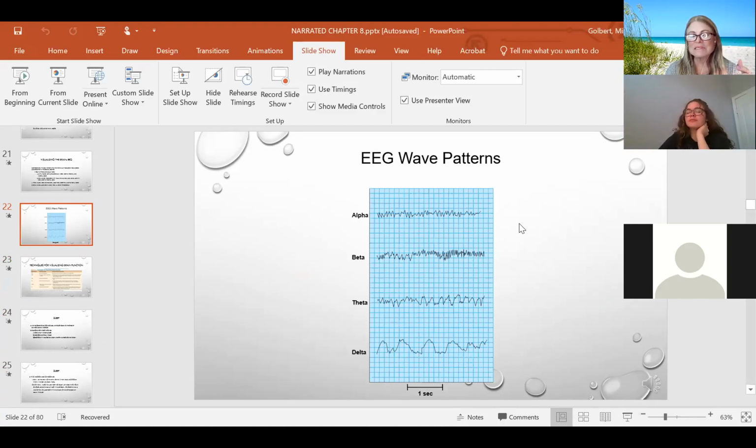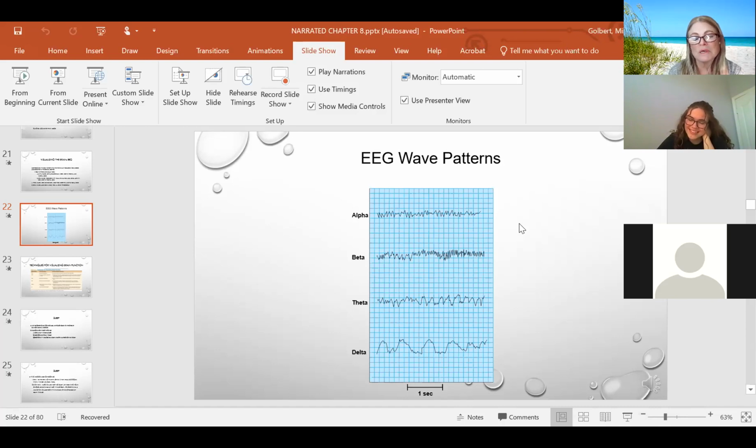So you can see that these are very short amplitude. Remember, the amplitude is how high the waves are, and the frequency is how close to each other these waves are. So the alpha, if you notice here, they have not a huge amplitude, but they're close to each other, right? So this is the typical when you're resting, but you're not asleep and your eyes are closed.